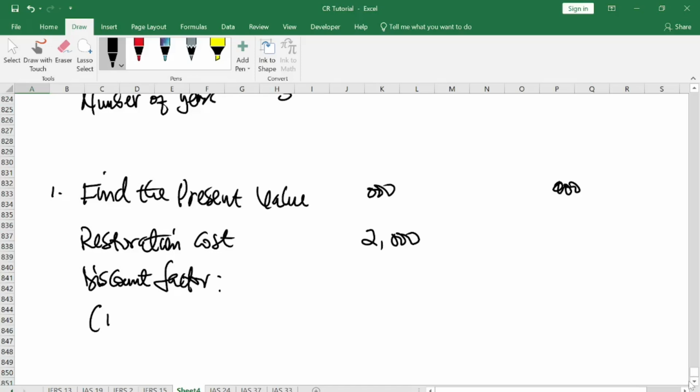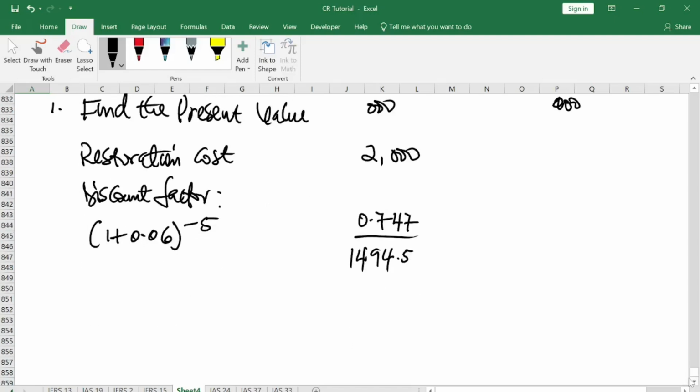So you have 1 plus the discount rate, which is 6%, that is 0.06, to the power of -5. So the discount factor will give you 0.747. Alright. So when you multiply it, you get 14.94. So this is the present value of the 2 million that will be expended on restoration.